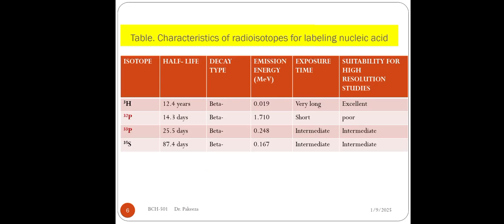And you can see tritium is excellent for high resolution study, whereas phosphorus 32 is very poor, and we have discussed in the last slide the reason for its poor nature and its poor suitability for high resolution studies because of the dispersal of the signal.